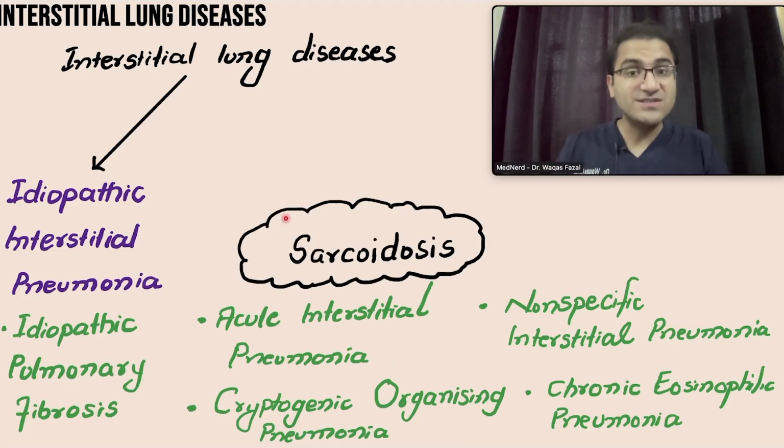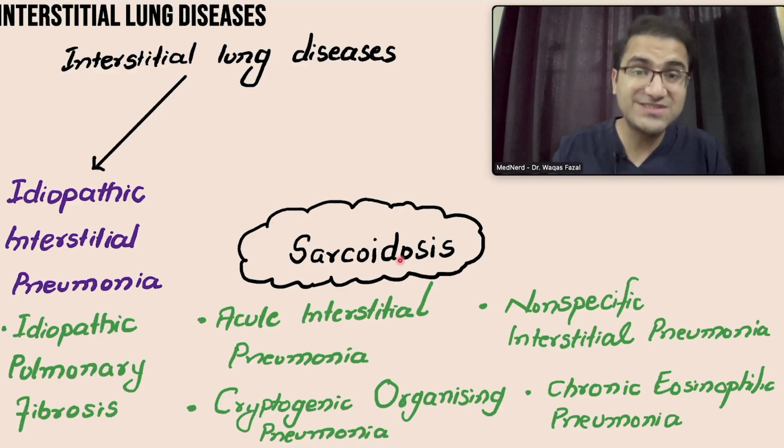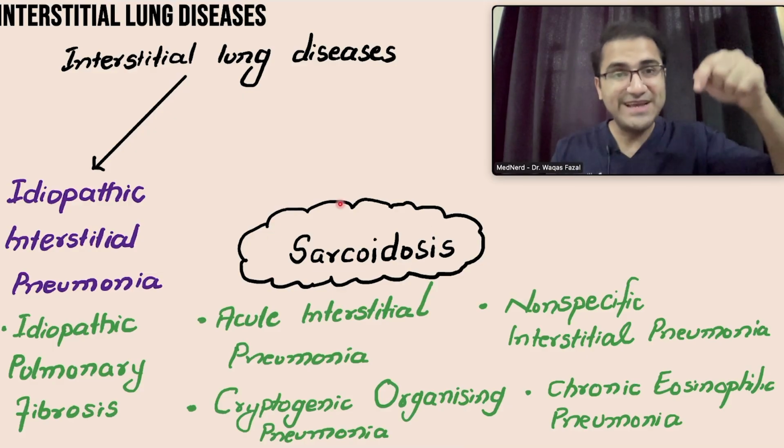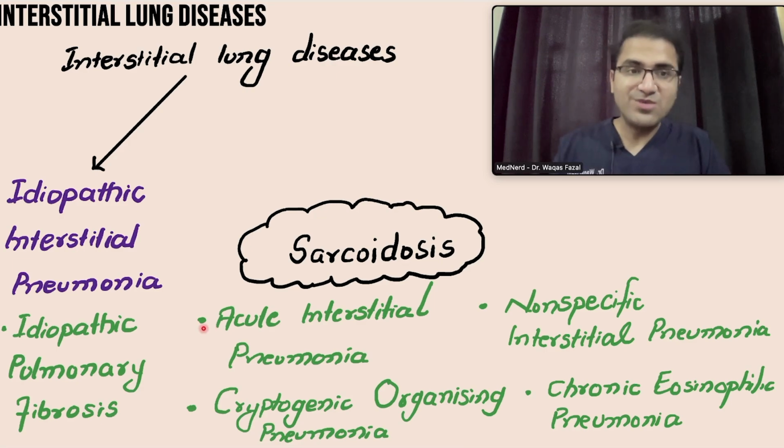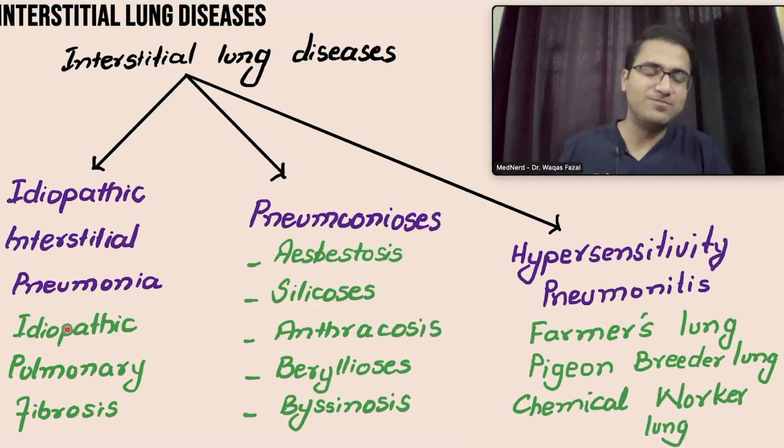Other than that, sarcoidosis, the very famous disease, sarcoidosis is also an idiopathic interstitial lung disease. I have discussed sarcoidosis in detail in my video on sarcoidosis. You can check out the video, link given in the description below. So the most important one is idiopathic pulmonary fibrosis that we are going to cover in this video.